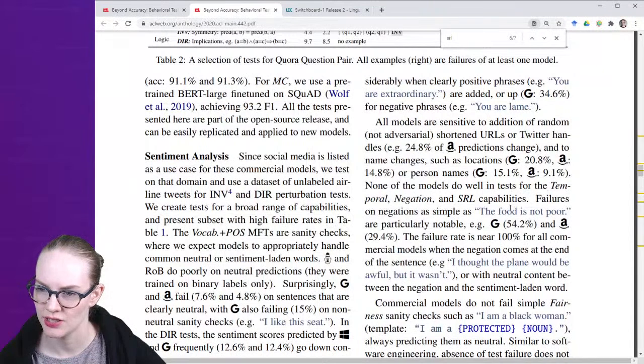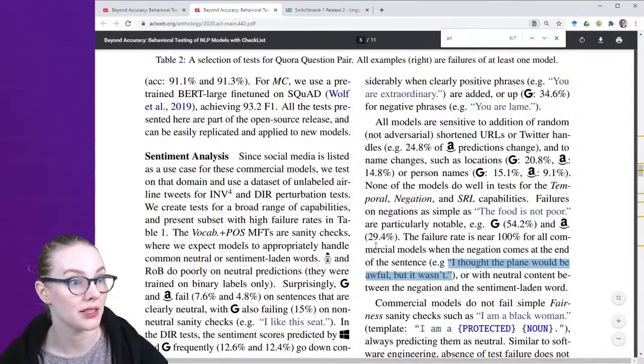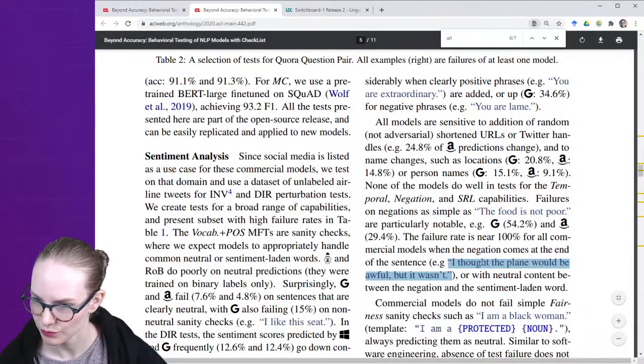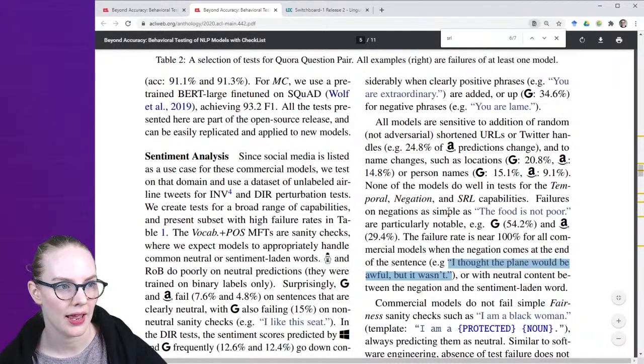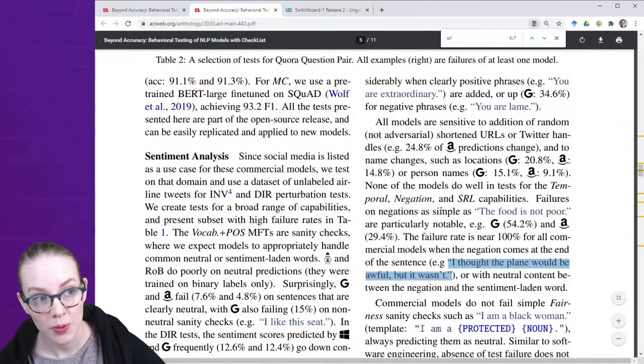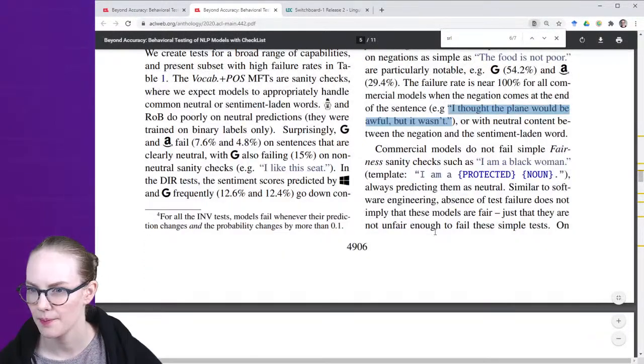Failures on negations such as "the food is not poor" are particularly notable for Google, 50%, and Amazon, 30%. The failure rate is near 100% for all commercial models when the negation comes at the end of the sentence, like "I thought the plane would be awful, but it wasn't." So all of these models are giving this a negative sentiment, excuse me, or with neutral content between the negation and sentiment-laden words. So sometimes they can handle "I didn't love the plane," but they can't handle, like, "I didn't really love the plane," that sort of thing.